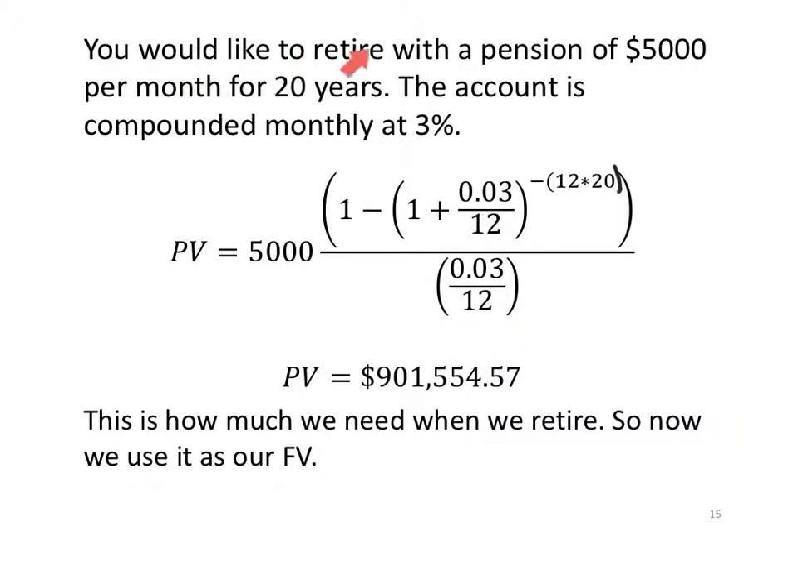So I would like to retire. I'm collecting that $5,000, so I'm looking at a present value ordinary annuity. That tells me I have to have $901,554.57 in my account when I retire. So that's my goal. That's what I'm going to aim for.